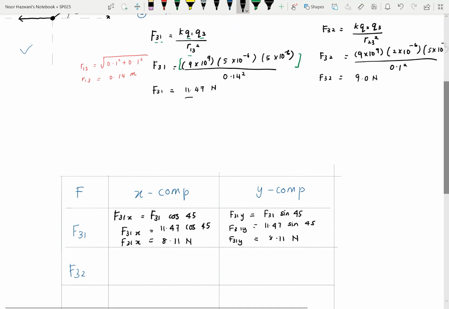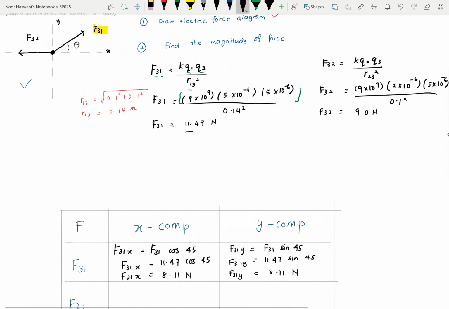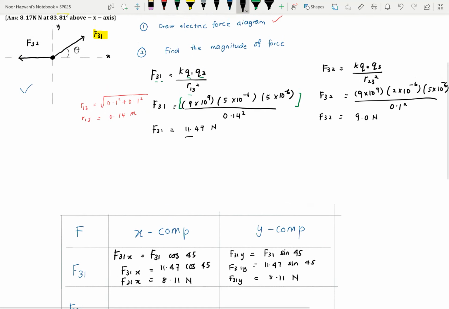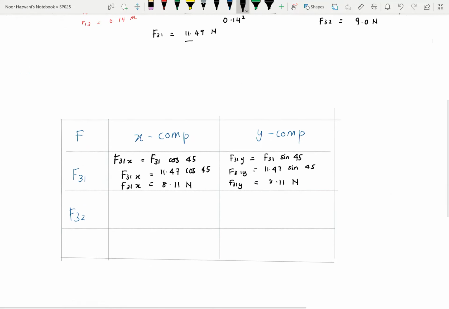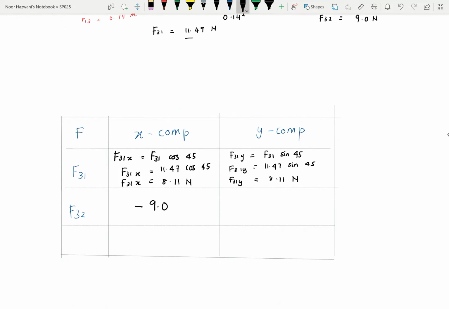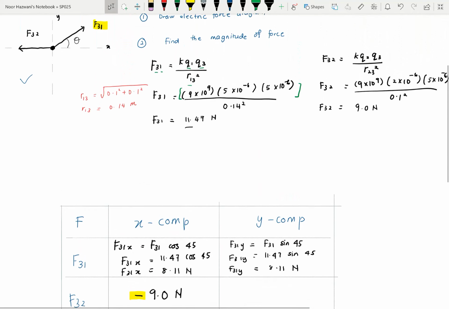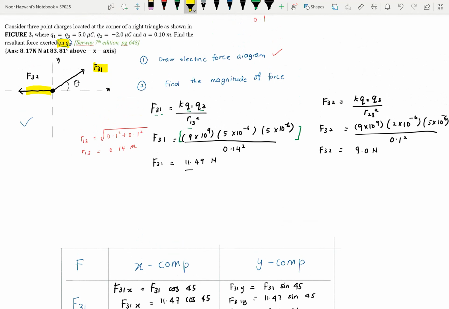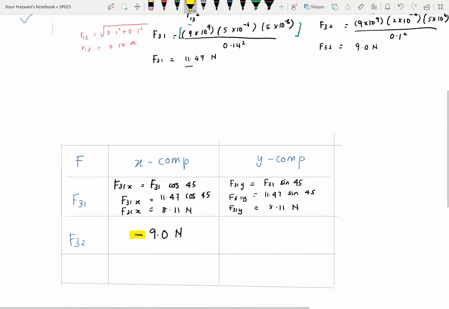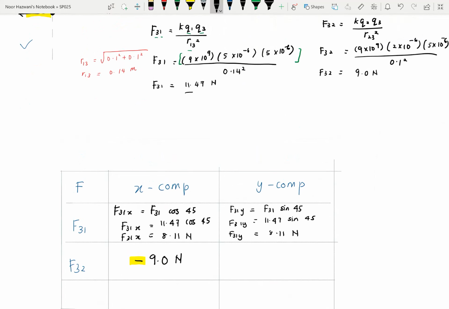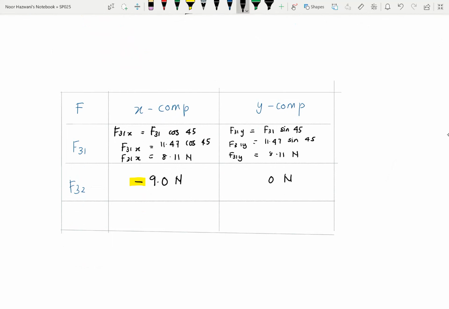Okay, moving on to F32. So F32 hanya align along x component but then to the left. So kalau to the left maksudnya dia adalah negatif. So you dah kirakan F32 you adalah 9 Newton, but then just letak negatif 9.0 Newton. Sekali lagi, I mention negatif ni sebab dia directed to the left, based on your electric force diagram here ni kat sini. Nampak tak? Dia directed to the left. And then y component dia tak ada sebab dia hanya align along x component. So, 0 Newton.